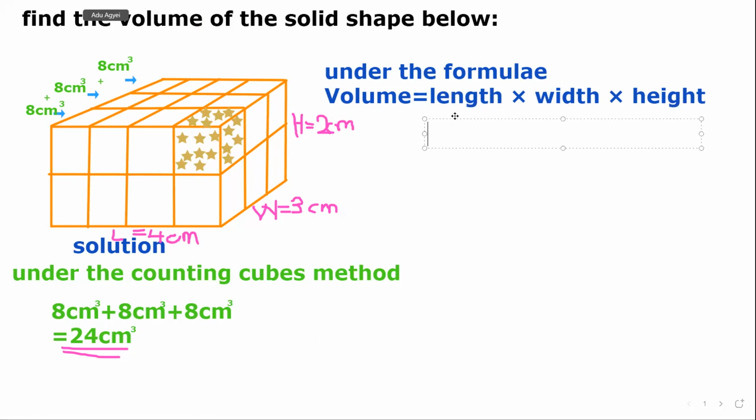Now we have the length to be 4 centimeters. So the volume is equal to the length, which is 4 centimeters, times, let me copy this one, okay?